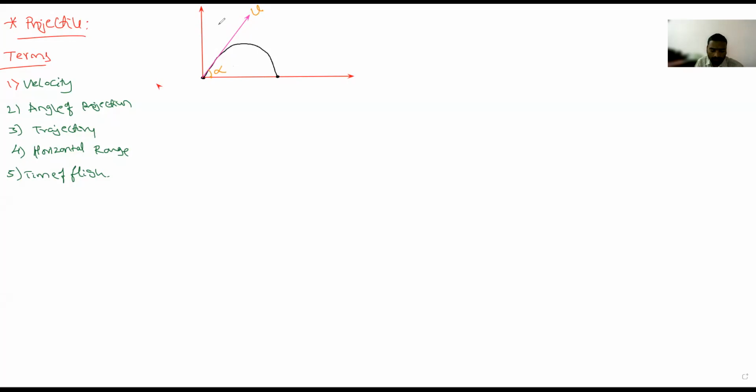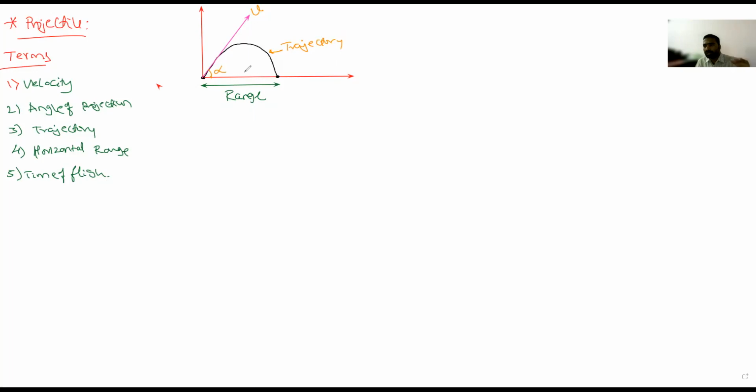Next, velocity of projection, then angle of projection. Then trajectory. What is trajectory? The path is called the trajectory. Then the total horizontal distance is called the range, horizontal range. Time of flight is the total time taken to complete the entire journey.